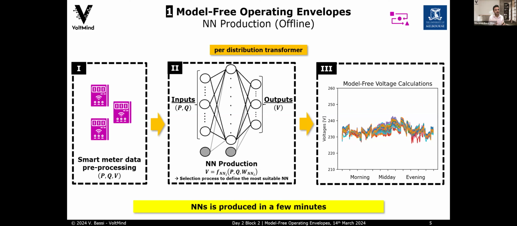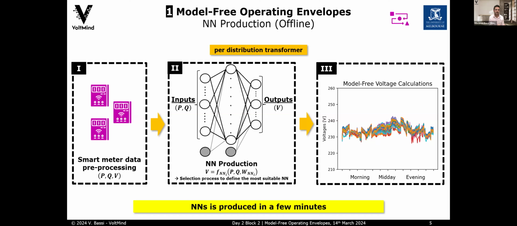Once the smart meter data has been pre-processed, we go for the second step, in which we train multiple neural networks whose inputs are customers' active and reactive powers, and whose outputs are customer voltages. And we do this process to define the most suitable neural network for the studied low voltage network.